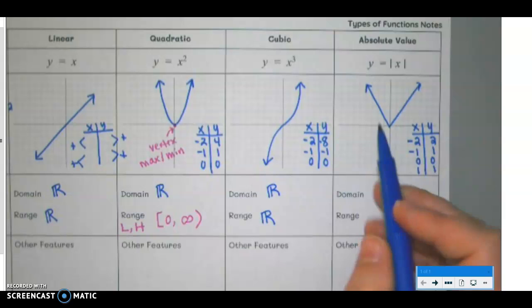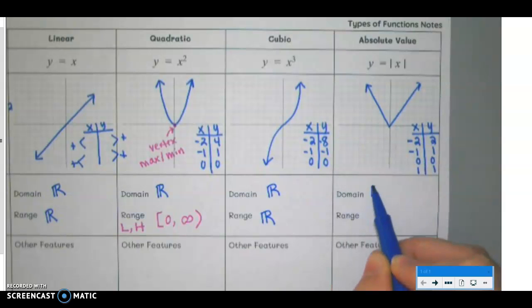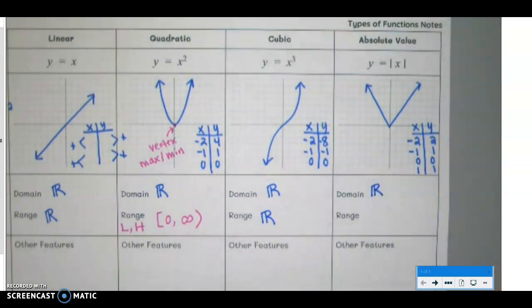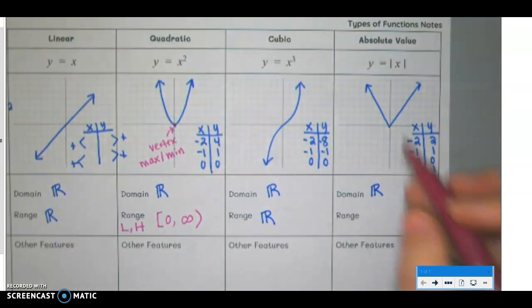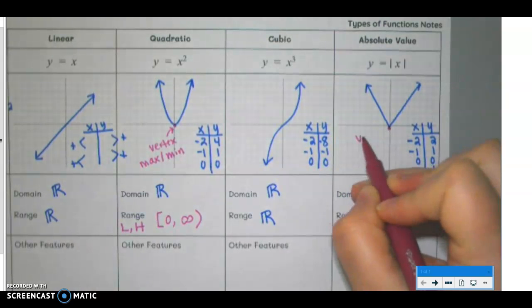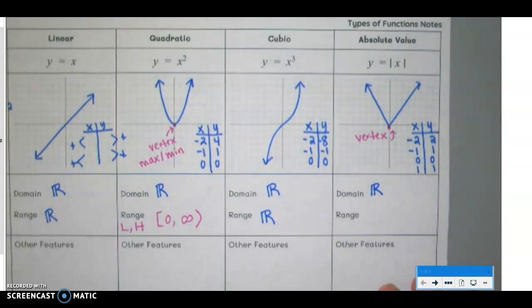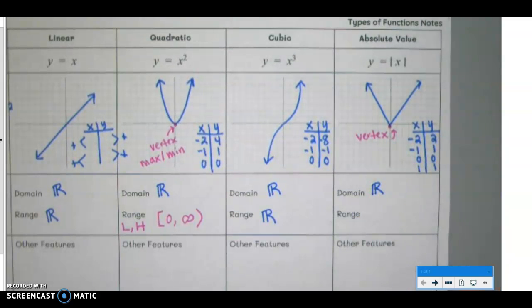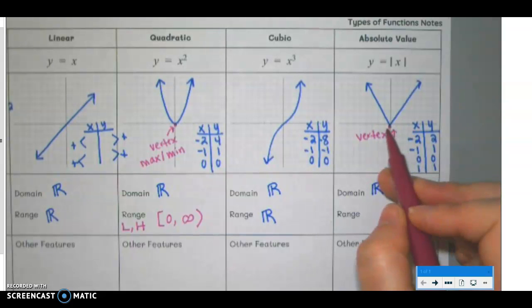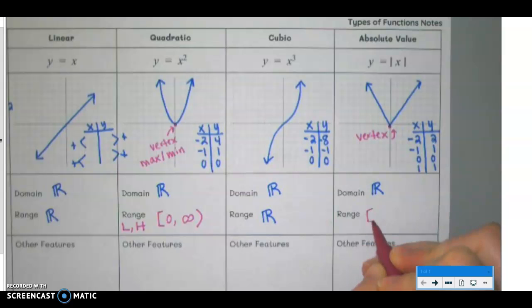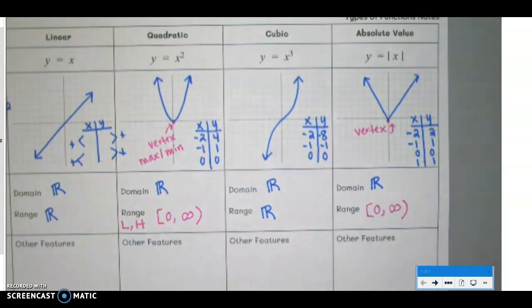All right, domain, arrow to the left, arrow to the right, no restrictions. All real numbers. This graph also has a vertex. So again, we're looking for a maximum or a minimum, and that's going to limit the range. This is going to be the same range because the vertex is in the same spot. 0 is the minimum y value, and the arrows going up extend the y's to infinity.